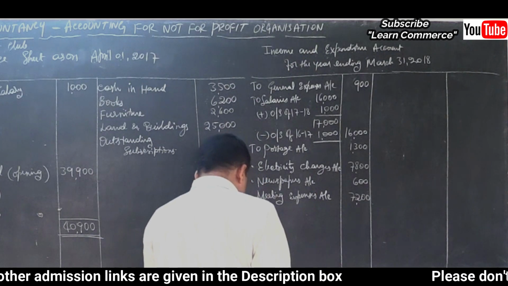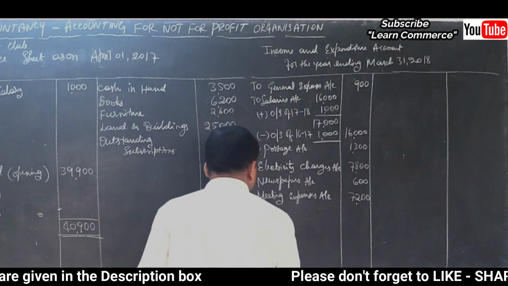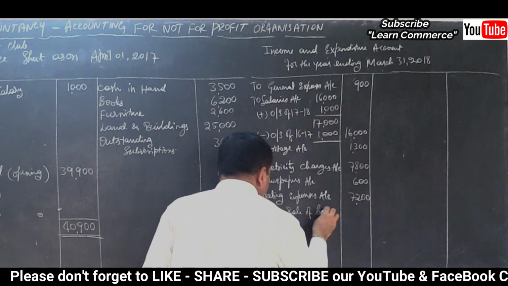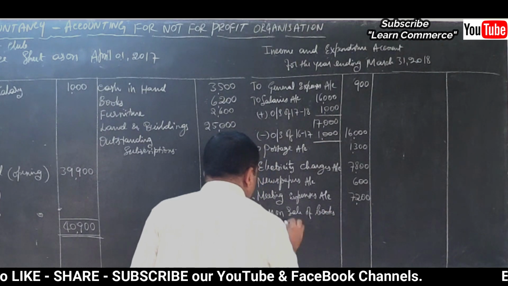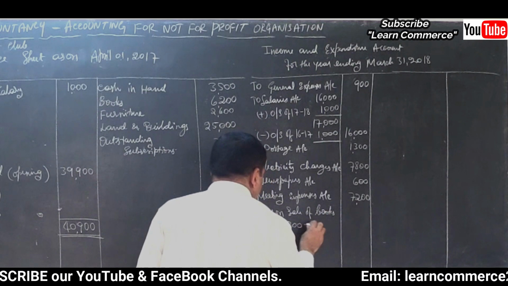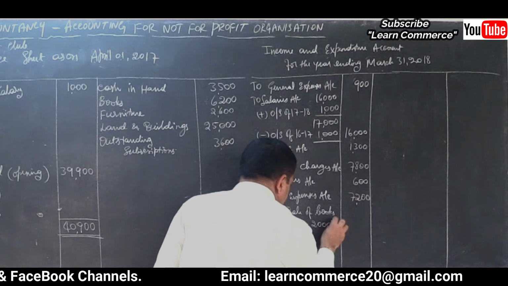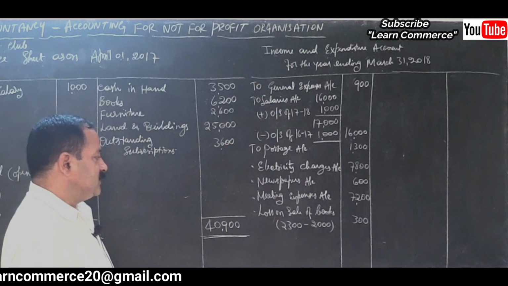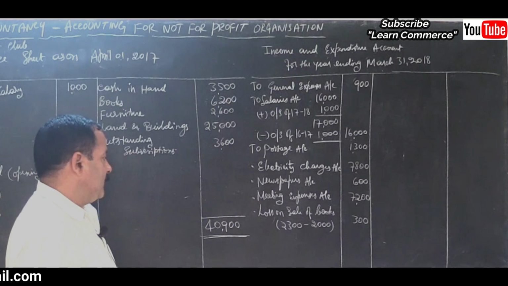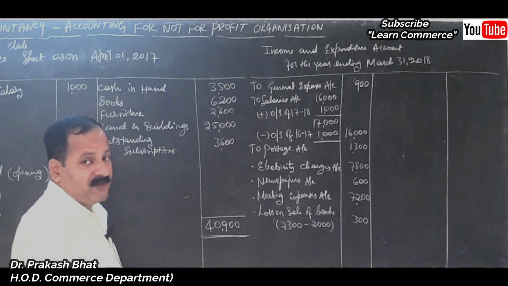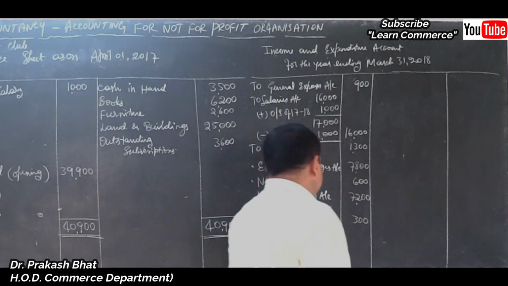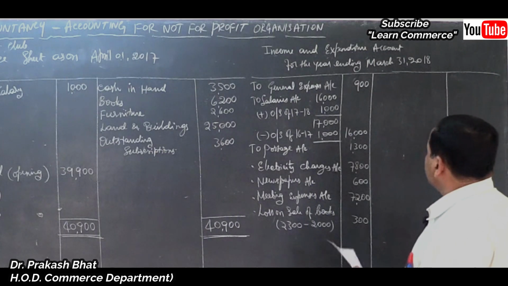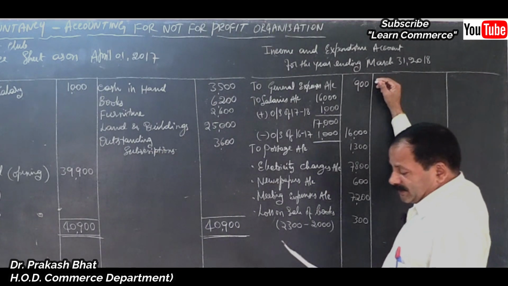Loss on sale of books. I already told you the difference between the book value and the sold value. 2,300 minus sold value of 2,000, so 300 is the loss we have incurred. 2,300 was the book value of the sold books, and 2,000 was the amount received by selling those books. So the loss of rupees 300 should be debited to income and expenditure account. That's all on the expenditure side. Let us move on to the income side.